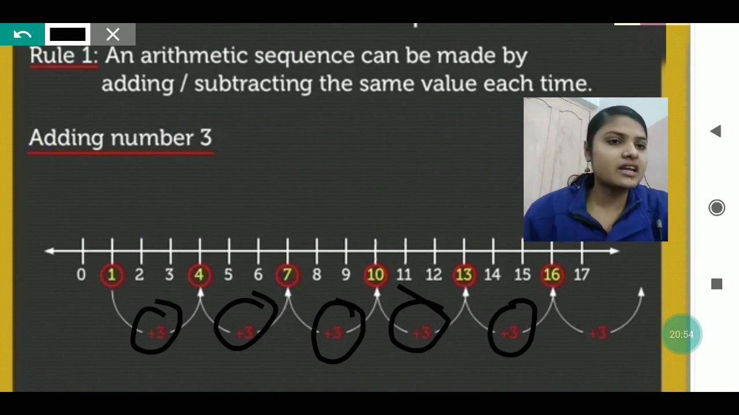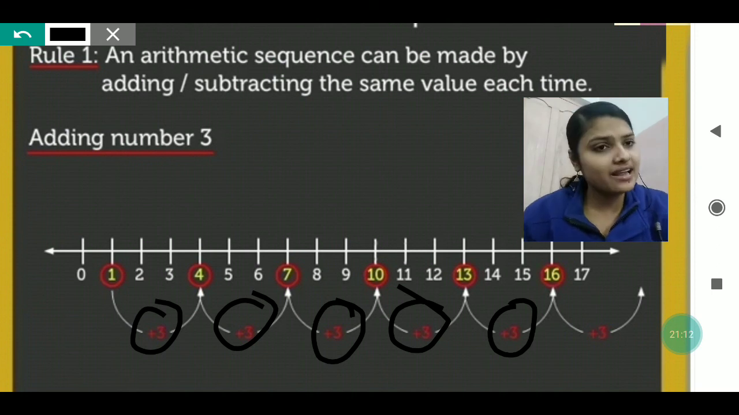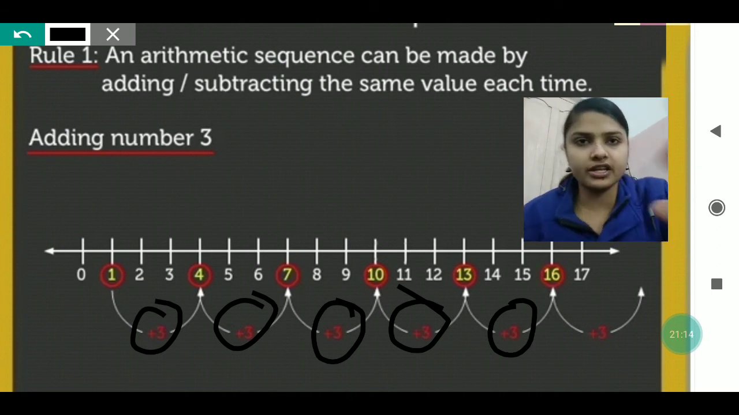Here the pattern which we are talking about is given on the number line. The numbers are being written, and for all the numbers which are being circled, the difference between the numbers is plus 3. From 1 to 4 when we are jumping, we are adding 3. In the same way 4 to 7, then again adding 3, and like this only we are continuing.